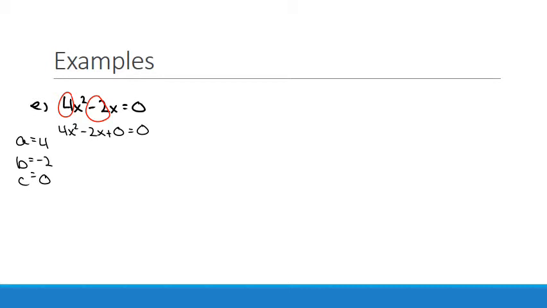Whenever you're missing one of those, if you're missing the linear term, B would be 0. If you're missing the constant, C is 0. You will never be missing the quadratic term, because if you're missing the quadratic, then you don't have a quadratic equation. You have maybe a linear equation. So that situation would never occur. All right, so hopefully that makes sense.